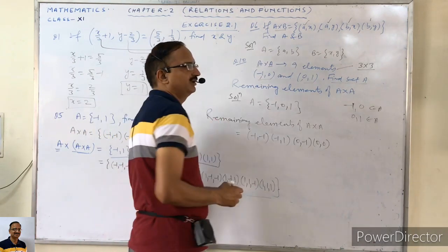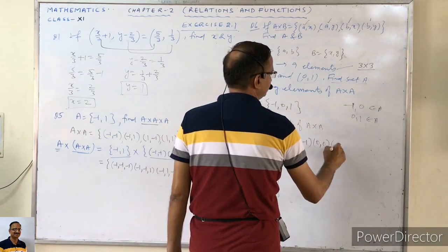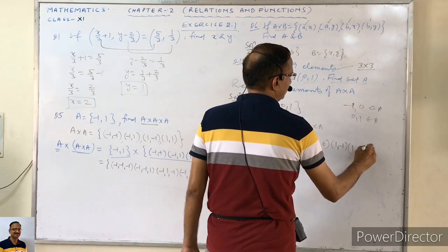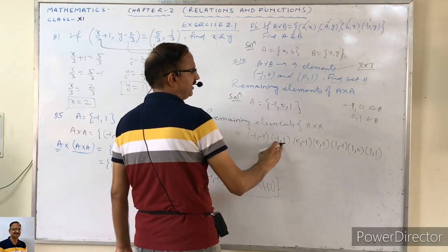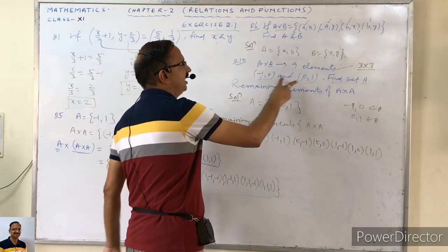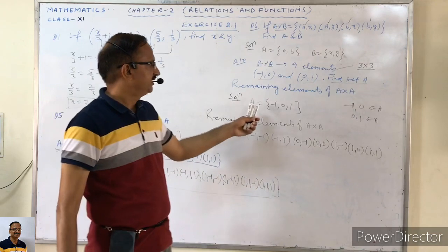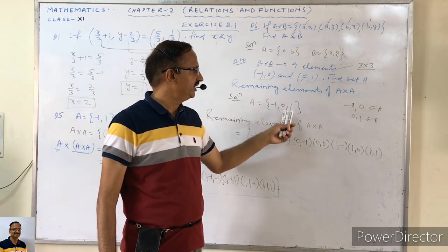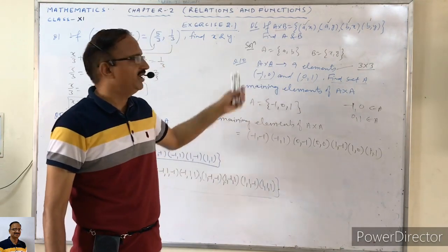Next we will start the combinations from 1. 1, -1. Then 1, 0. Then 1, 1. So these are 1, 2, 3, 4, 5, 6, 7. These are the remaining elements, and these are the two elements which are given. So in this way, set A has three elements, that is -1, 0 and 1, and the remaining elements are these 7 elements of A cross A.